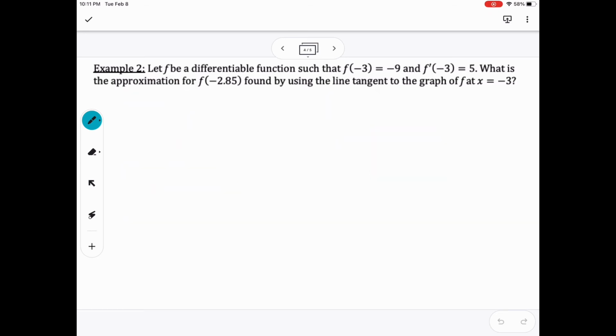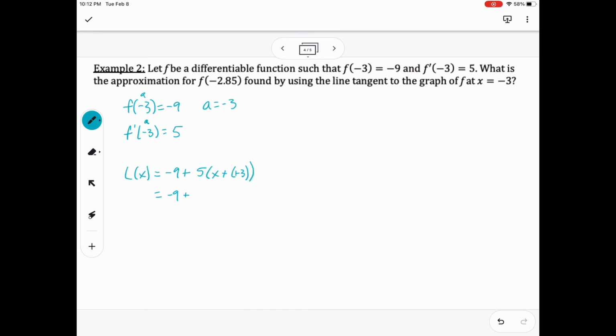Moving on to example 2, it says let f be a differentiable function such that f of negative 3 is equal to negative 9, and f prime of negative 3 is equal to 5. What is the approximation for f of negative 2.85 found by using the line tangent to the graph of f at x equals negative 3? Here, they don't give us a function, but they do give us f of a and f prime of a. They also give us what a should be, which is negative 3.